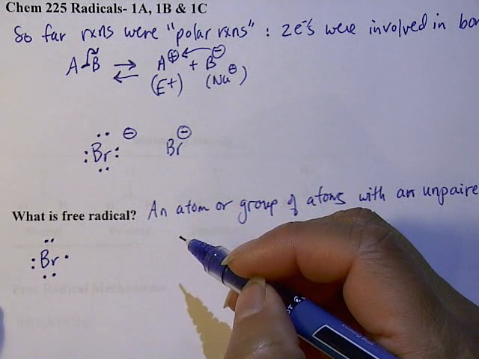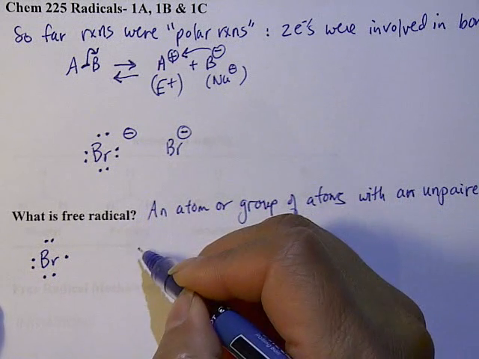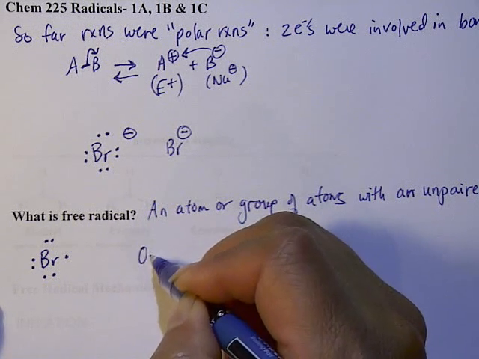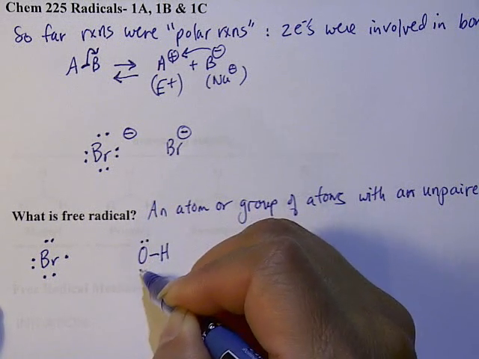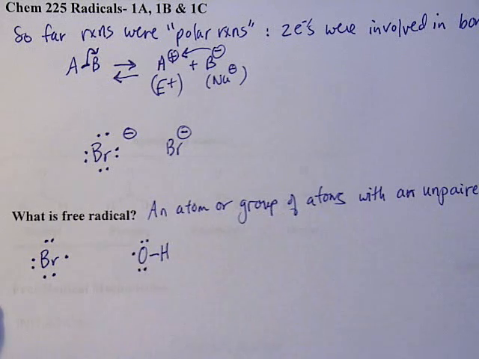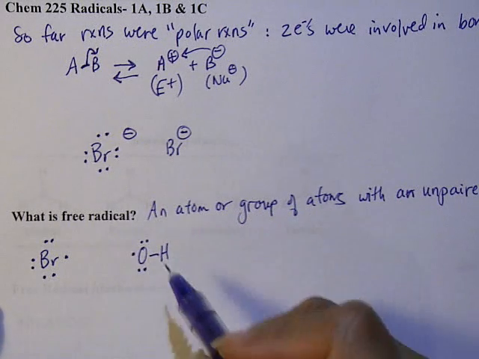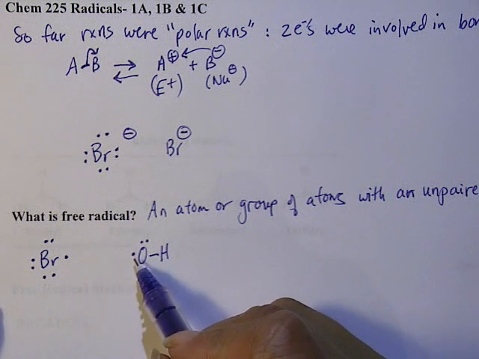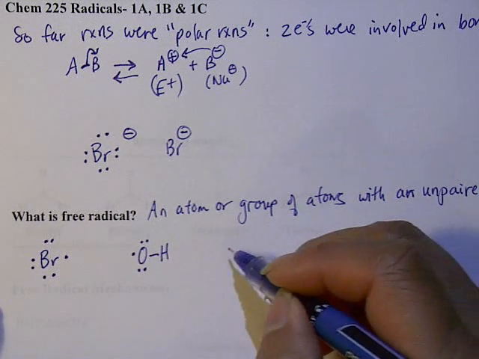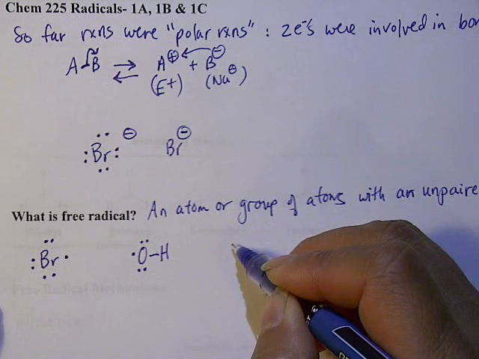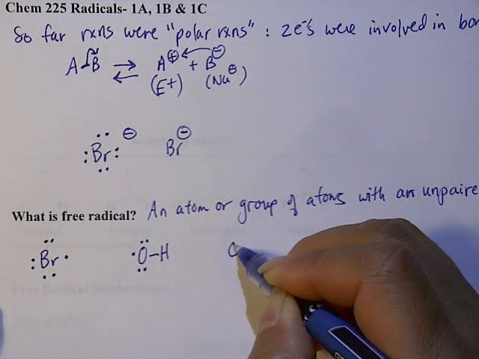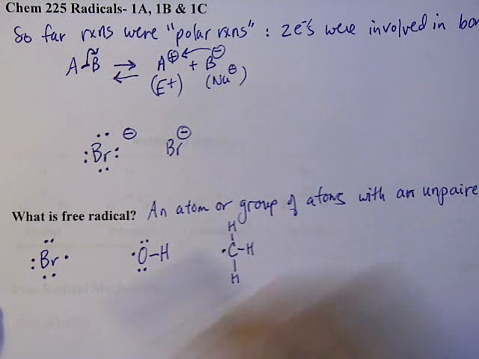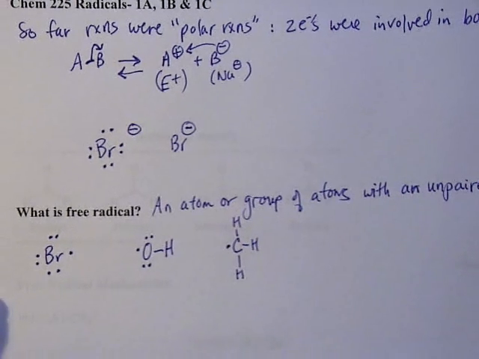And it doesn't have to be just an atom that could be a radical. It could be a group of atoms. So for example, a hydroxy radical would look like this, where once again, you have an atom with an unpaired electron. You could even have an organic radical, a carbon radical. So for example, a methyl radical will look like this. All right.